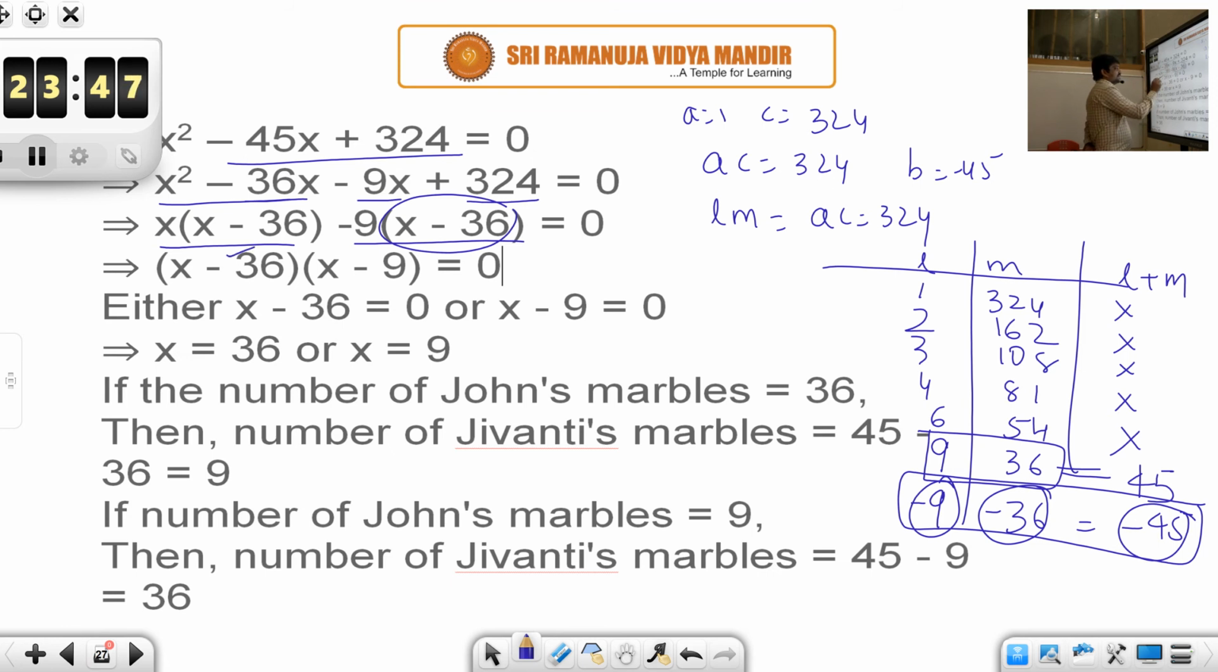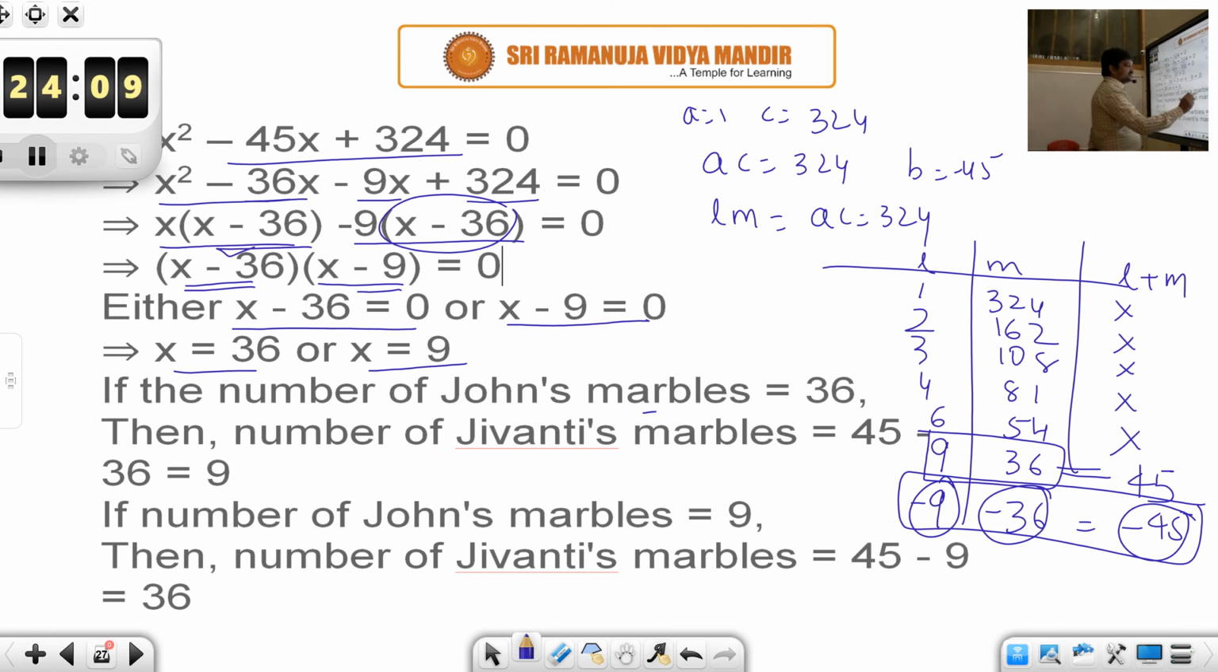And now take x minus 36 as common, so you will be left with x minus 9. So equate to 0, then either of the factors should be 0. So if you equate the first factor to 0, you will get x minus 36 is 0. That is x is equal to 36, or x minus 9 is equal to 0, or x is equal to 9. So what does it mean?